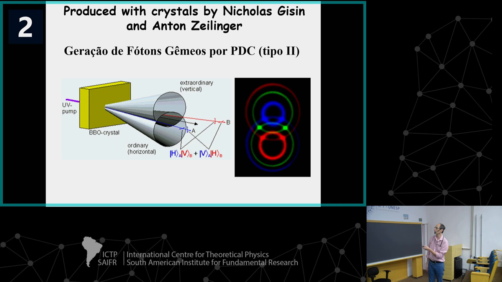Ignorance is kind. Your inability to know which cone it's coming from can give you the entangled state. You cannot distinguish the origin, but you know that whenever you have horizontal, you have vertical on the other side, and vice versa. So you can get a state like this, another Bell state.